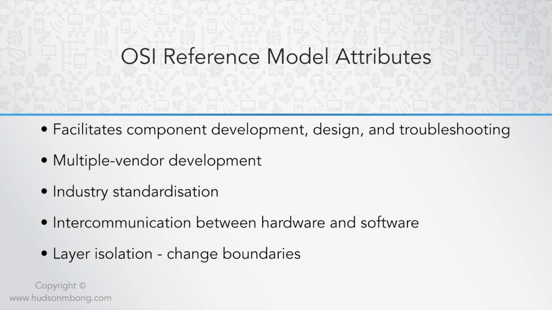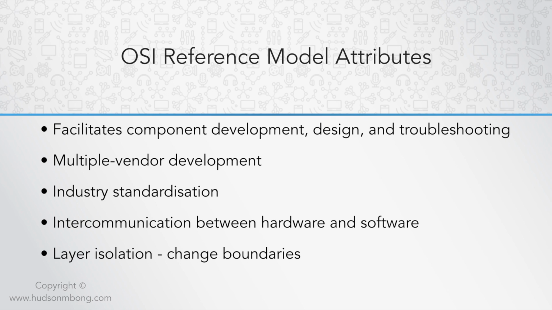When networks first came into being, computers could typically communicate only with computers from the same manufacturer. The Open Systems Interconnection or OSI reference model was created to break this barrier. Consisting of 7 layers, it addresses all the processes required for effective communication. It divides the network communication process into simpler and smaller components, facilitating component development, design, and troubleshooting.